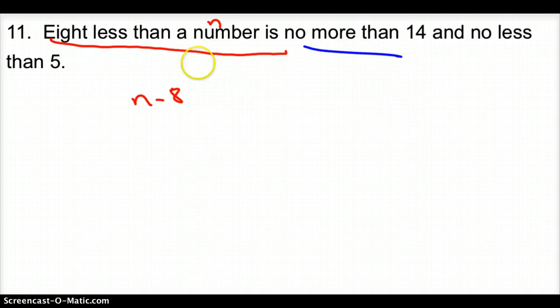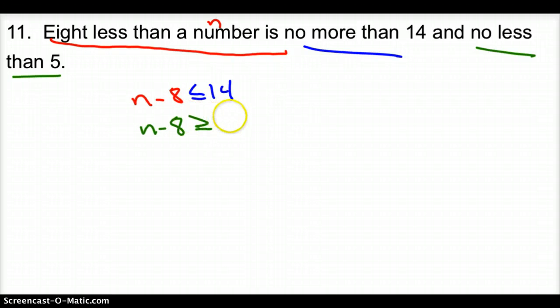Now is no more than 14. How can you represent no more than 14? Can you be bigger than 14? No, because you have no more. So we have less than or equal to 14, and then we have no less than 5, so I'm going to say n minus 8 again is no less than 5, so n minus 8 is greater than or equal to 5, so we put it together real quick. 5, keeping the same inequality, is less than or equal to n minus 8, keeping the same inequality, and less than or equal to 14.